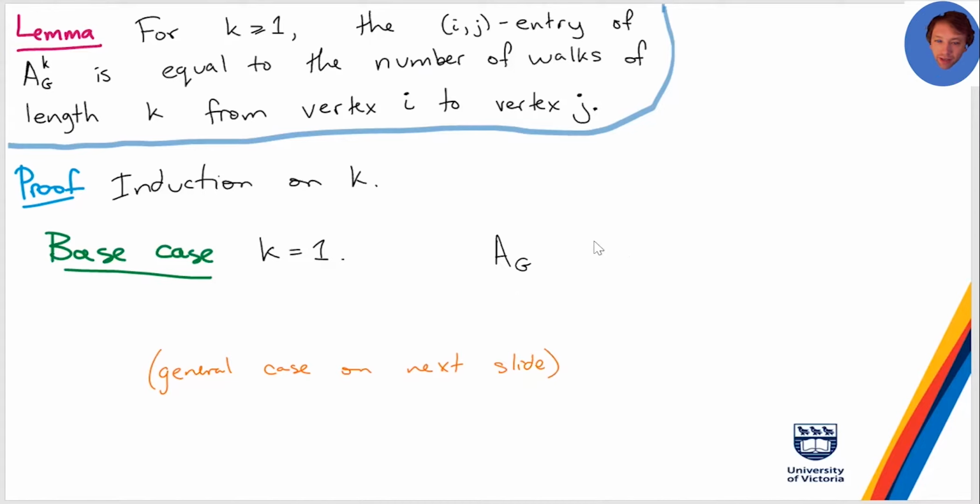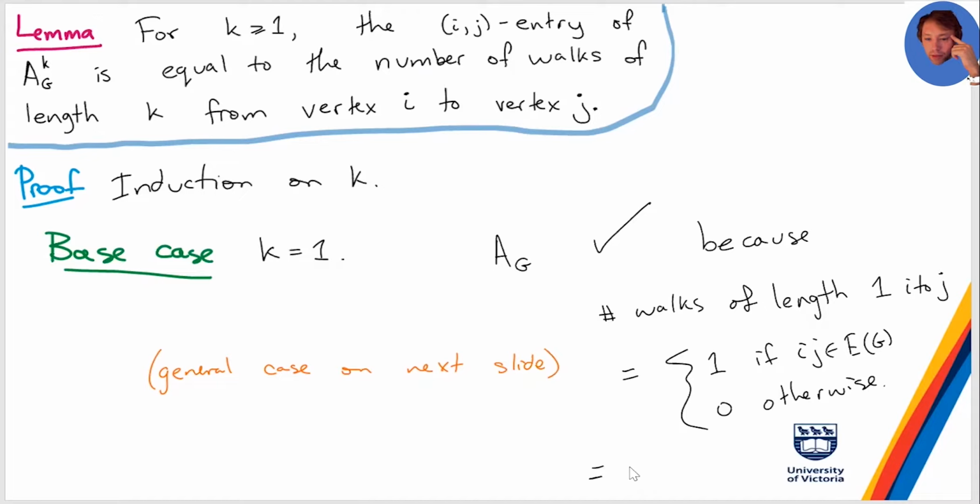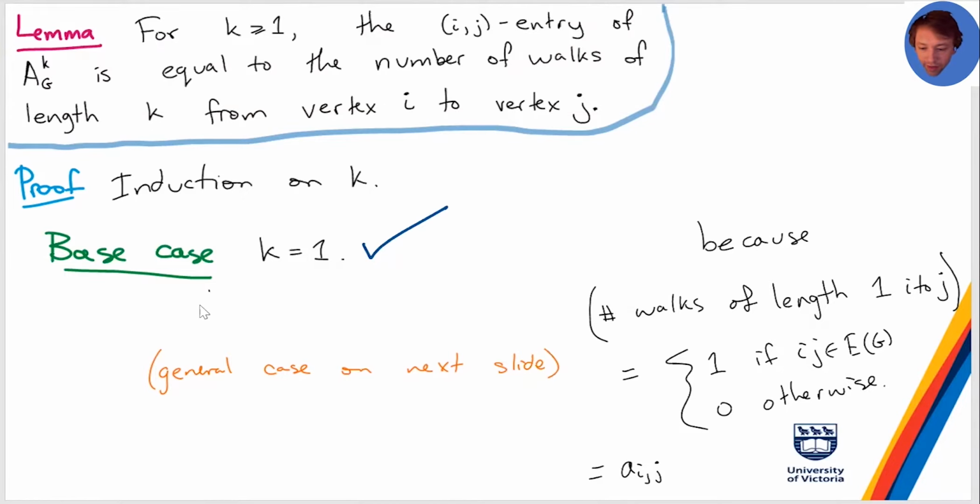So the case k equals 1 is okay. Let me just write this: the number of walks of length 1 from i to j is 1 if there's an edge, and 0 otherwise. But that's equal to the ij entry of A. So this is a bit messy, but okay. Now let's look at the general case, and the general case is not too bad.